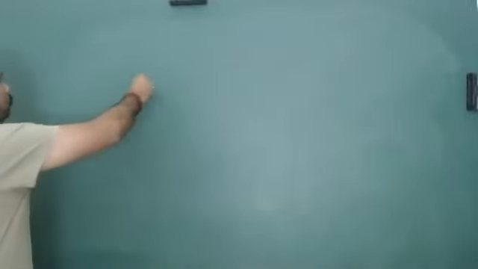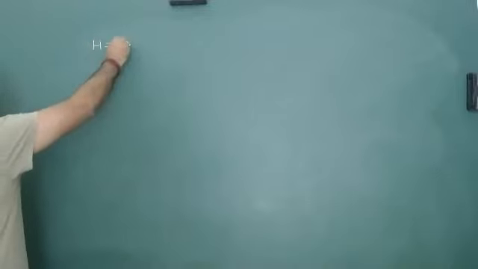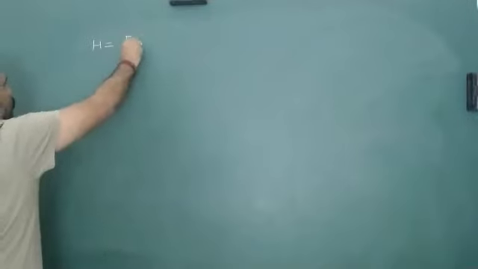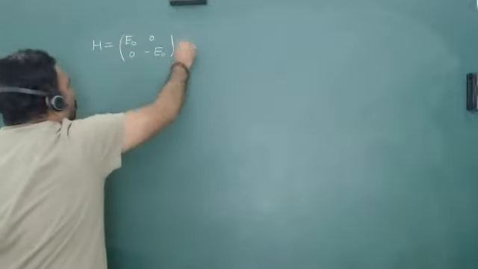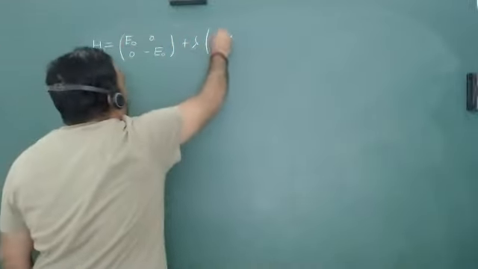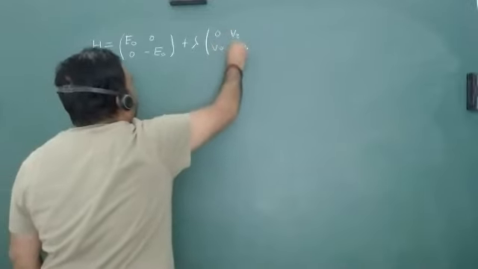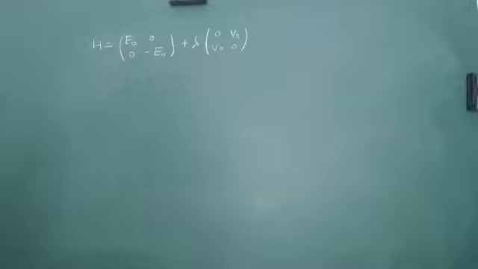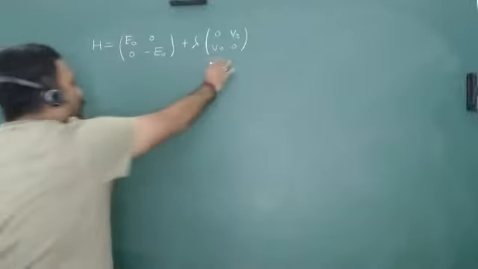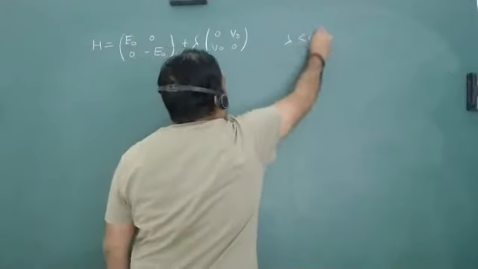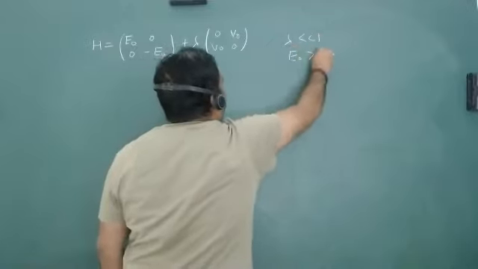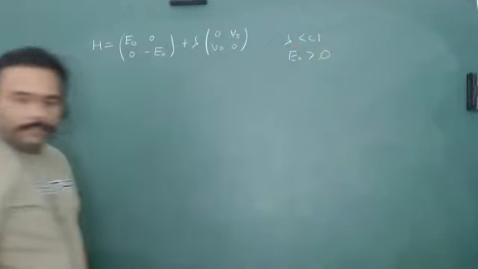How smart you are, this is the most important thing. So let's go for this. Let me give you H is equal to the matrix with entries E naught, 0, 0, minus E naught, plus lambda times the matrix with entries 0, V naught, V naught, 0. So this is H naught and this is V naught, where lambda is less than 1 and E naught is greater than 0. Okay, so E naught is positive.